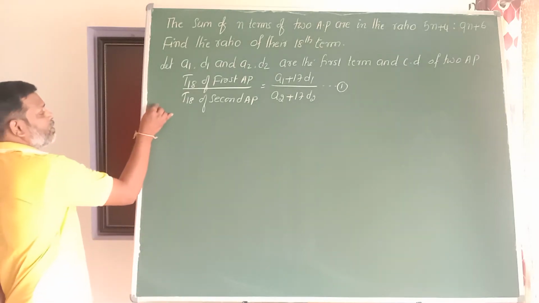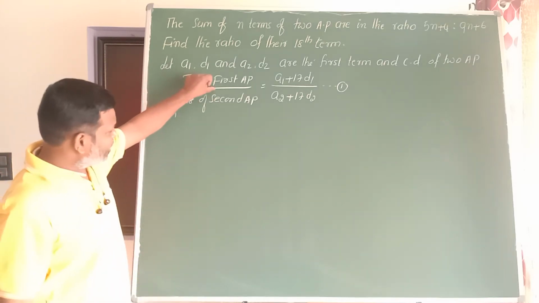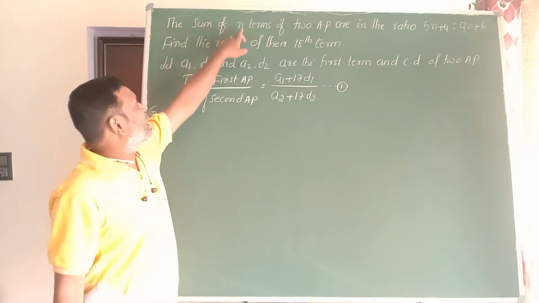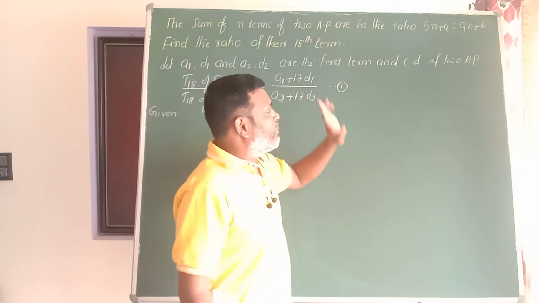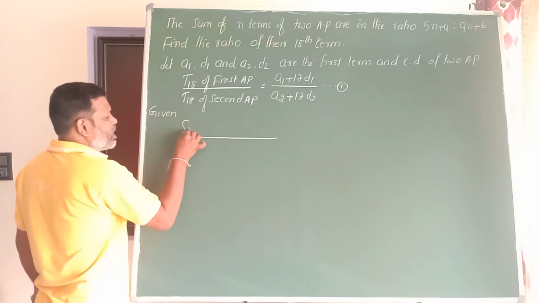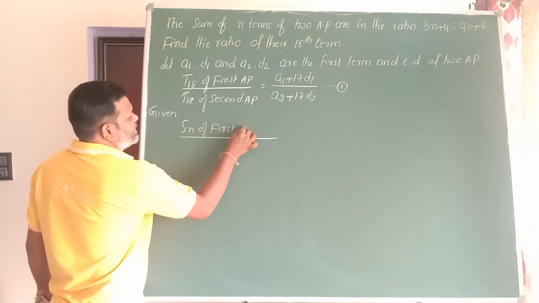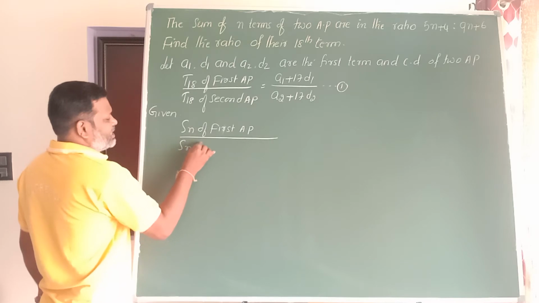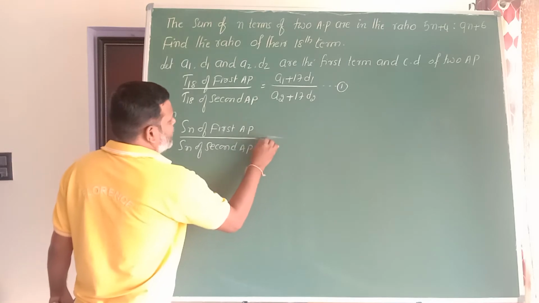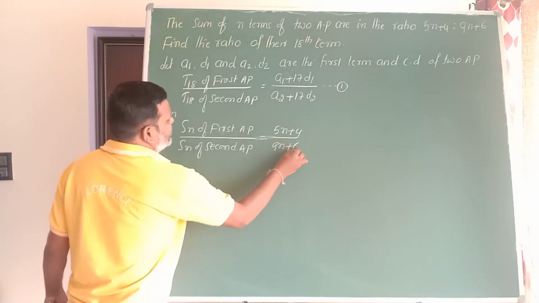Now what they have given here, understand this. We wish to find the ratio of the 18th terms of 2 APs. Now what are they given? Sum of n terms, I mean Sn of 2 APs, are in the ratio. Ratio is nothing but divided by, how can you write? Sn of first AP divided by Sn of second AP. What ratio are they given? They are given in the ratio 5n plus 4 divided by 9n plus 6.